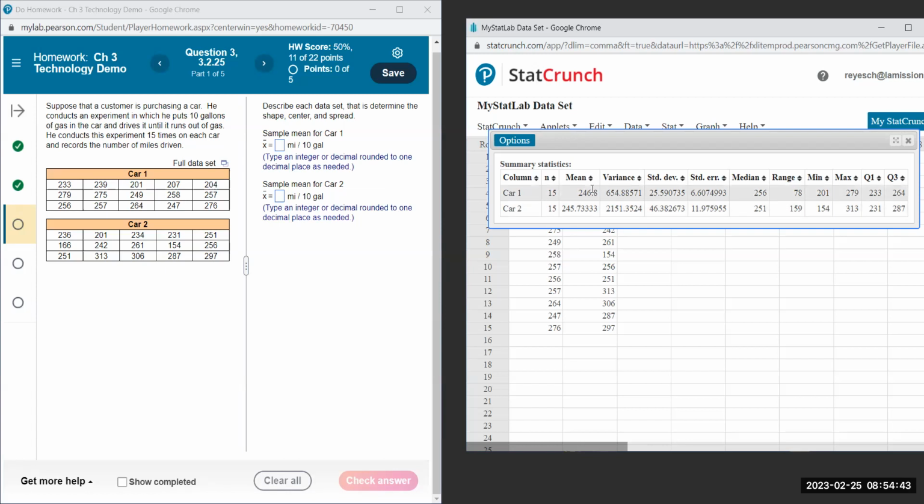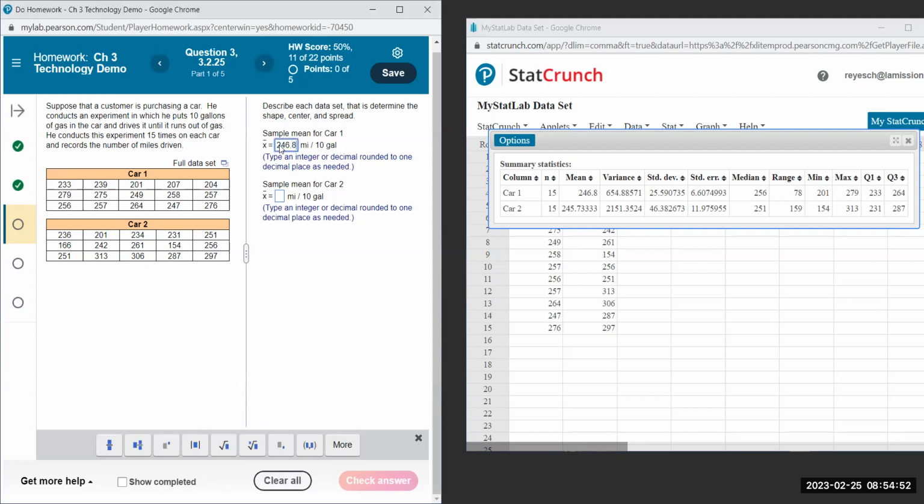Okay, so the mean for car one, it says round to 1 decimal place. So I always read that rounding. So for me, it's 246.8. And then for car two, to 1 decimal place, I would stop at the 7. The next digit is a 3, so I'm just going to leave it as a 7. I don't have to round it up.